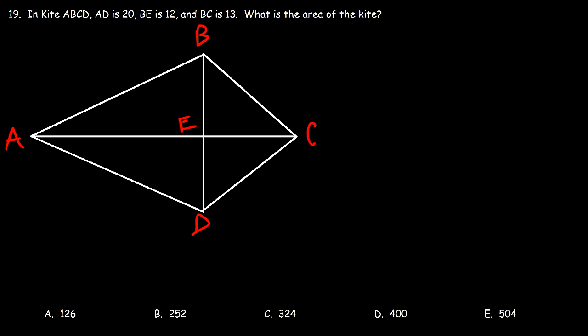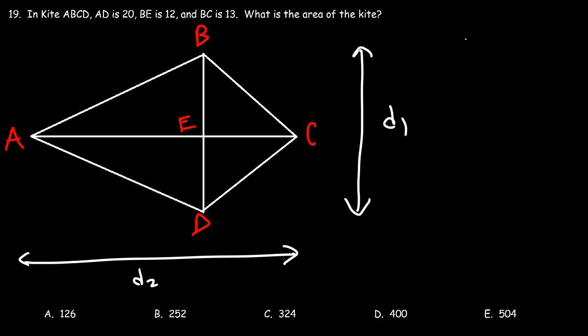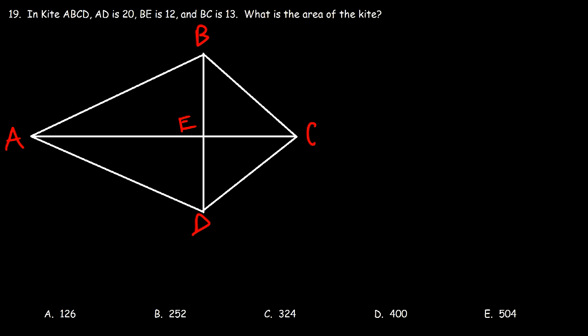Number 19. In kite ABCD, AD is 20, BE is 12, and BC is 13. What is the area of the kite? So like a rhombus, the area is the same. So this is going to be D1, that's BD, and AC is D2. The area is 1/2 D1 times D2. So let's focus on calculating the length of the two diagonals. So AD is 20, BE is 12, BC is 13.